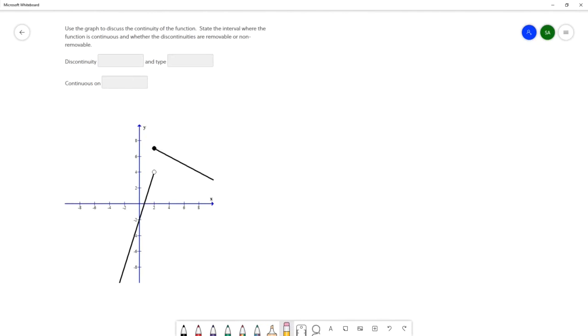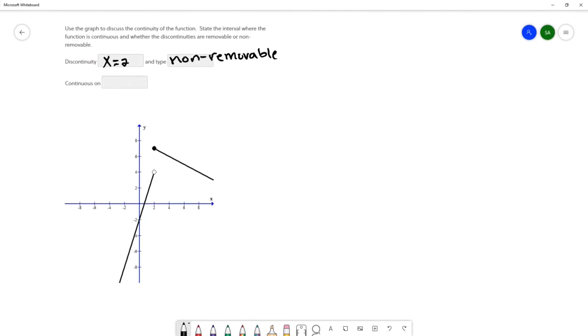The only point where we have to pick up our pencil is that break that is in between those two lines. And that break occurs at an x value of 2. So we have a discontinuity at x equals 2. And this is a non-removable discontinuity.